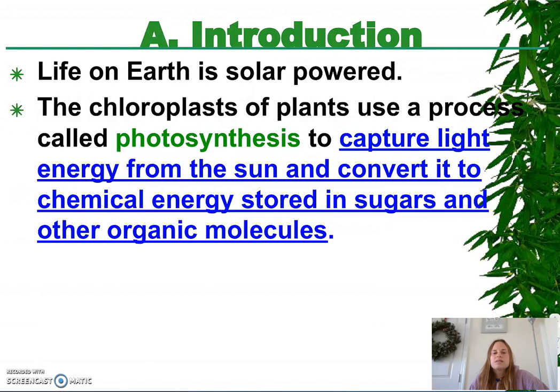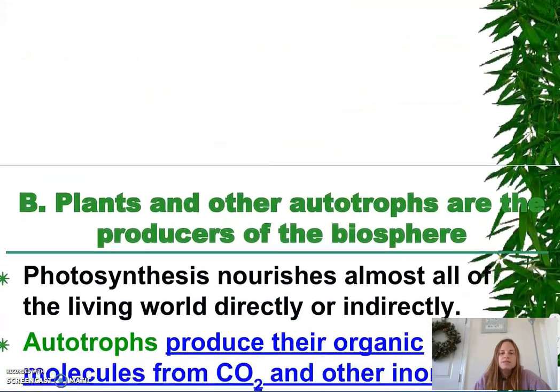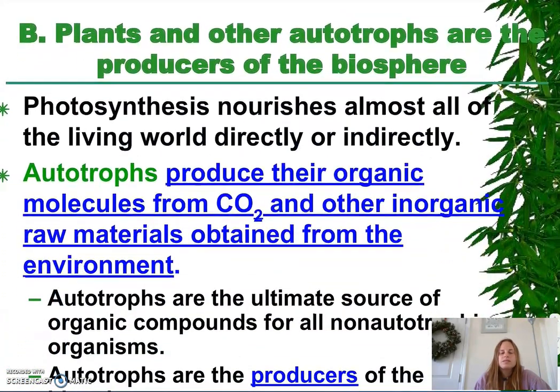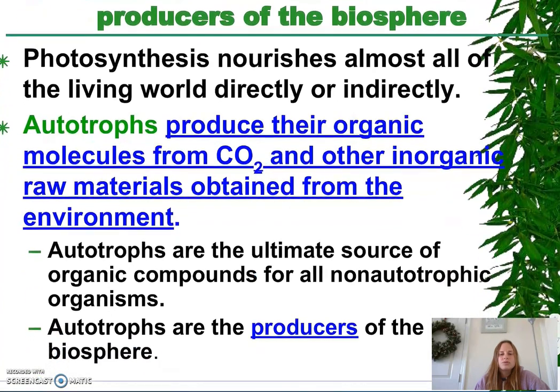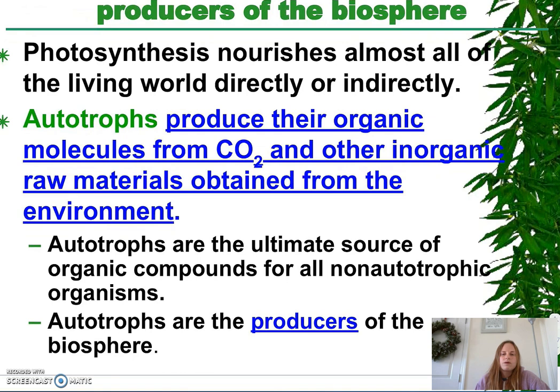Photosynthesis is the process that plants do in order to capture light energy or solar energy from the sun and then convert it to chemical energy, which is stored in sugars and other organic molecules. The organisms that do photosynthesis are called autotrophs because they can produce their own food. In other words, they produce their organic molecules from carbon dioxide and other inorganic raw materials obtained from the environment. They are known as producers. They produce their own food.